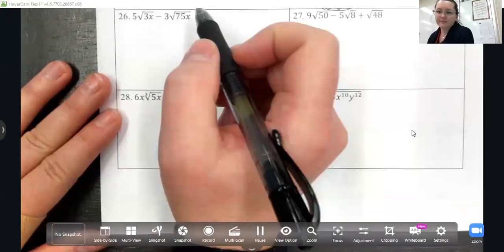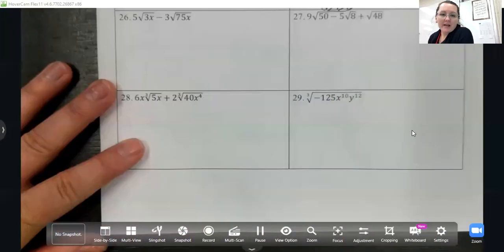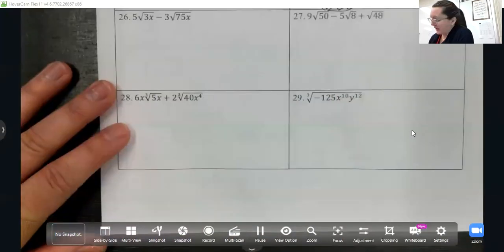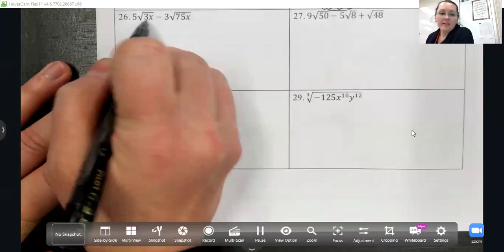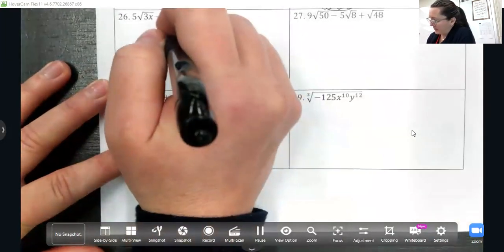All right, 4 more. You almost made it. Adding and subtracting, remember, index and radicand have to be the same. They are not the same. They are not like terms. So I need to simplify to see if I can make them like terms.